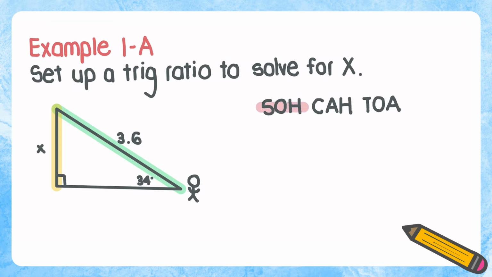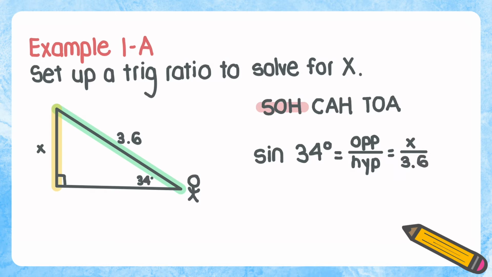So I noticed that the first one, the sine portion, includes the O and the H. So I'm going to set up a trig ratio using this part. The sine of 34 degrees equals the opposite side over the hypotenuse. In this example, the opposite side is x, and the hypotenuse is 3.6.